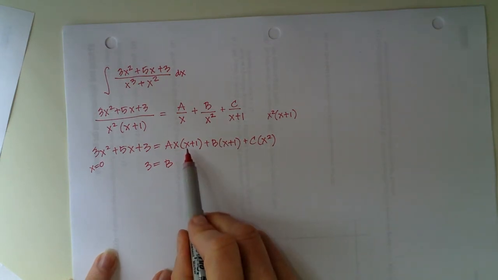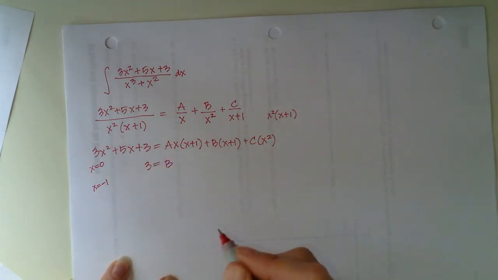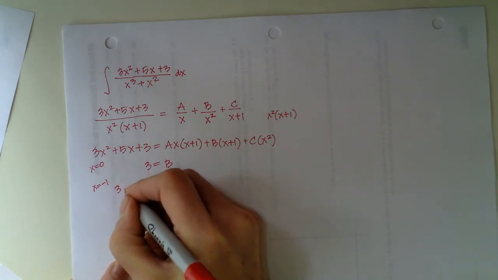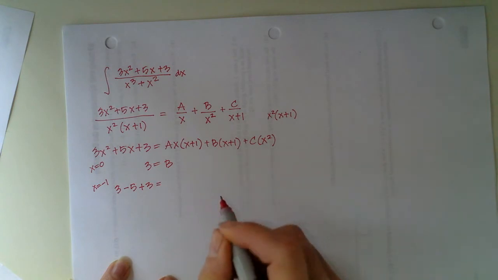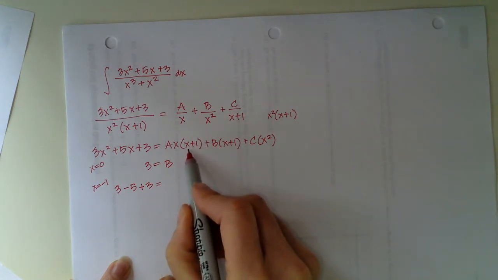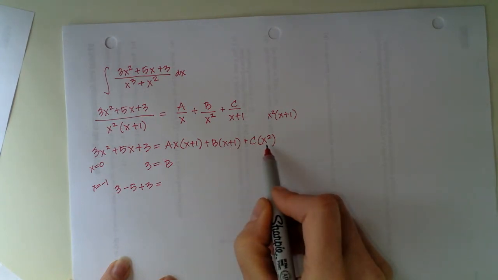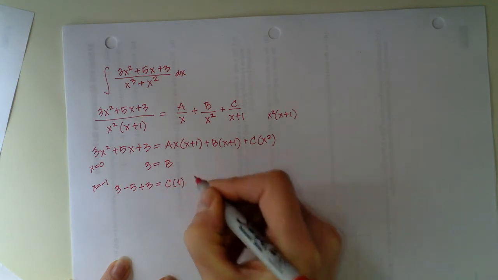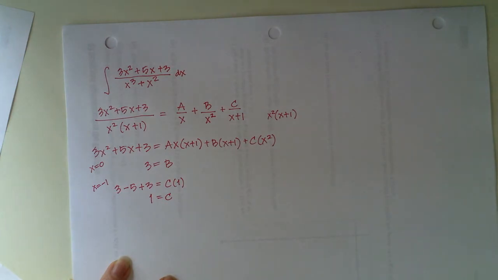For my next choice for x, I can make x equal to -1. That should knock some things out of here. If x is equal to -1, on the left I get 3 minus 5 plus 3. And on the right, that term is gone, because it's got an x plus 1 in it. That term is also gone for the same reason, and I just get c here. So I get c times 1, and that's equal to 1. So c is equal to 1.